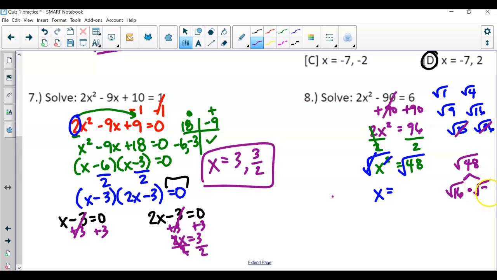So the square root of 16 times the square root of 3 is the square root of 48. Now what is the square root of 16? Positive and negative 4. But then of course don't forget that radical 3. So x is equal to positive negative 4 radical 3.